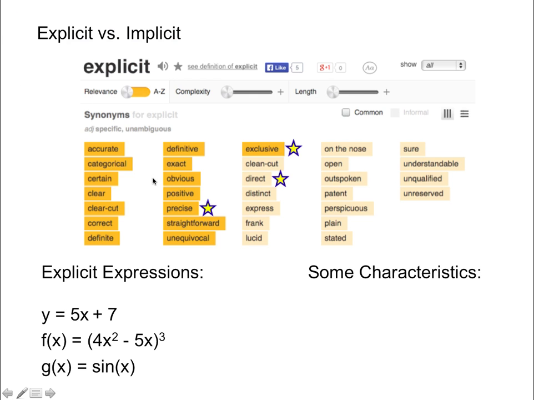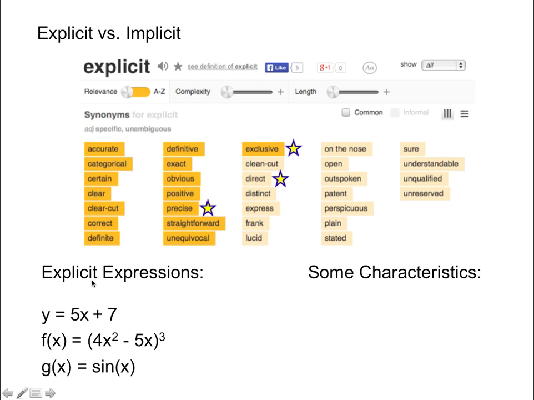In order to figure that out, we have to talk about what implicit means. So I want to start off by talking about the word explicit. Here are some synonyms for explicit: accurate, categorical, certain, clear, correct, definite, definitive, exact. I've starred precise, exclusive, and direct. I think I probably like the synonym exclusive the best. I think in the math sense, it best explains what explicit expressions are.